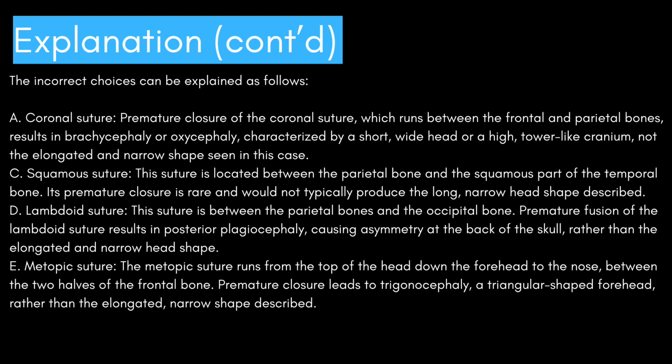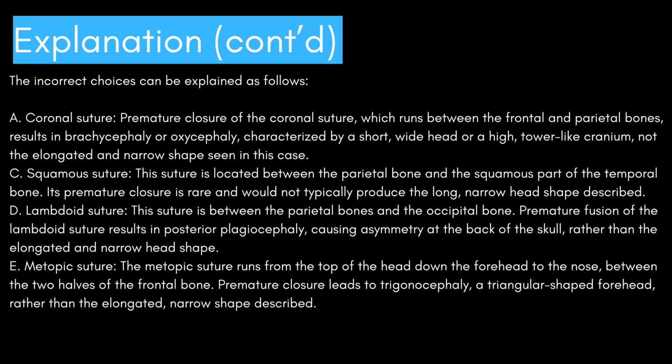C, squamous suture. This suture is located between the parietal bone and the squamous part of the temporal bone. Its premature closure is rare and would not typically produce the long, narrow head shape described. D, lambdoid suture. This suture is between the parietal bones and the occipital bone. Premature fusion of the lambdoid suture results in posterior plagiocephaly, causing asymmetry at the back of the skull rather than the elongated and narrow head shape.